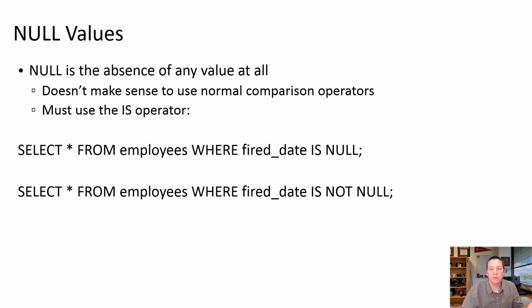We also talked about null values for attributes and how null is a little bit more difficult to work with, and we can never ask if an attribute is equal to null because null is the absence of any value at all. So we use the is operator when we're dealing with null values.